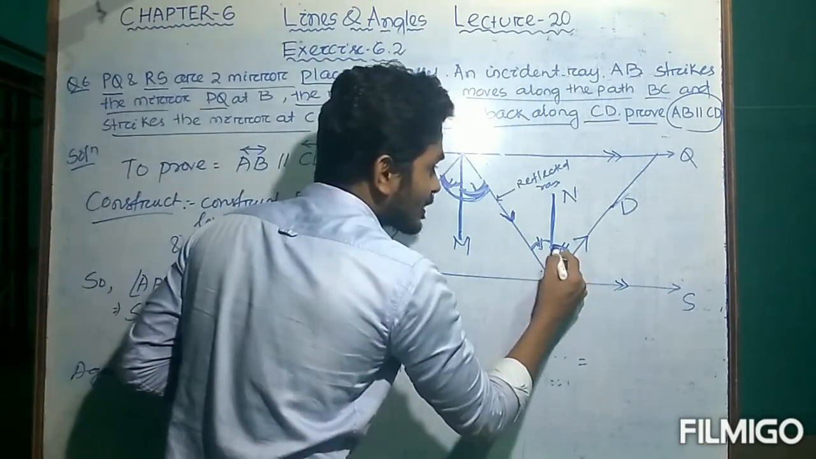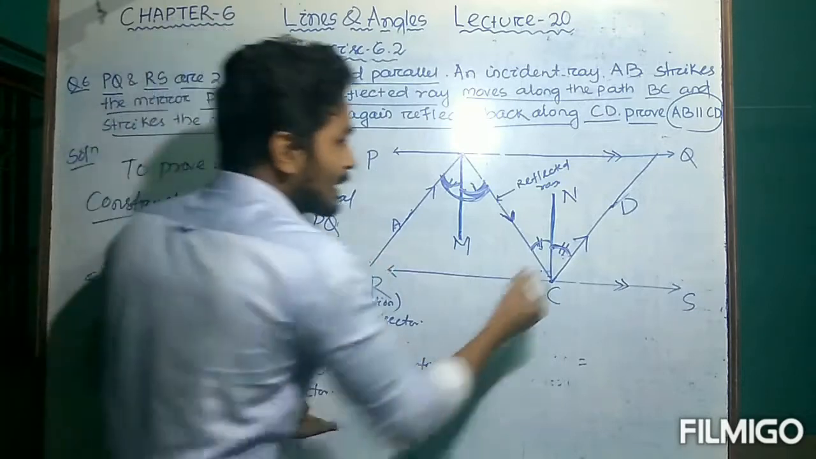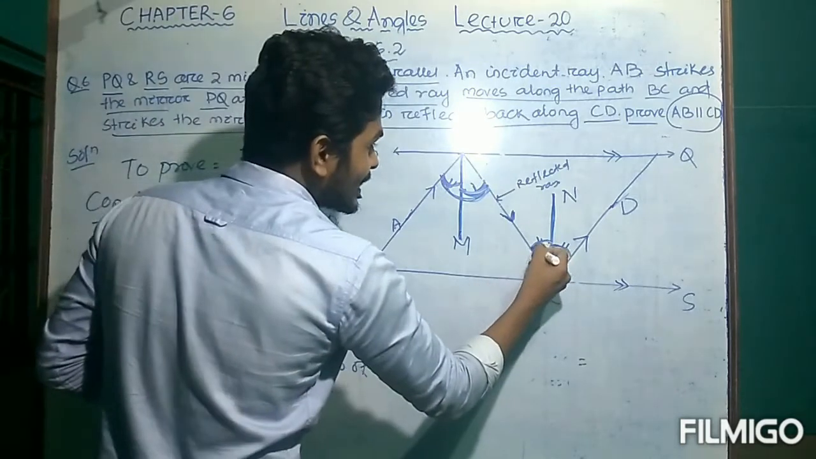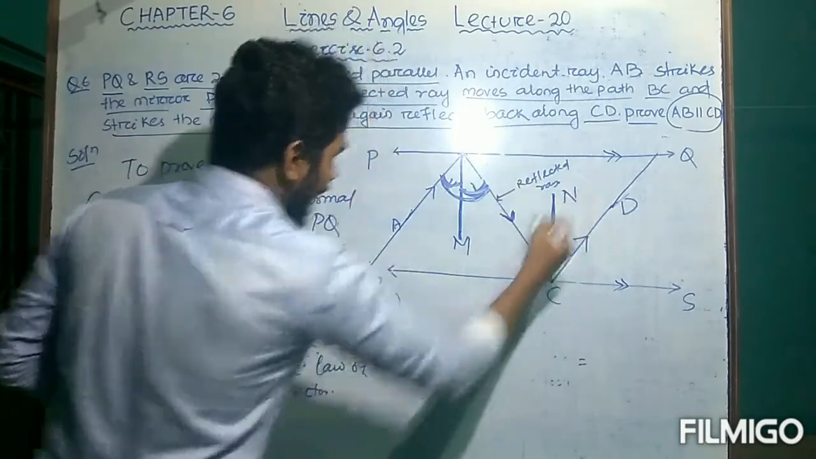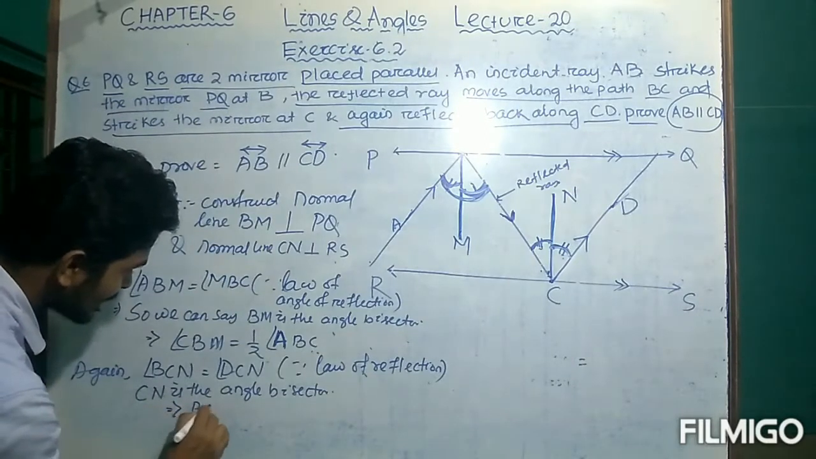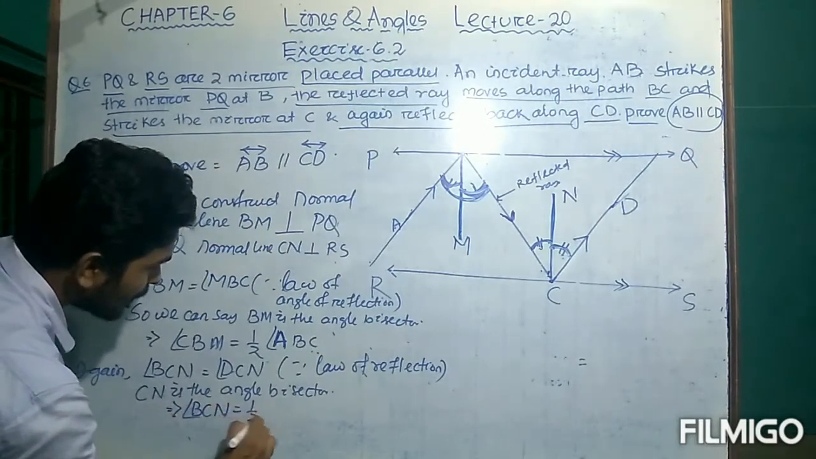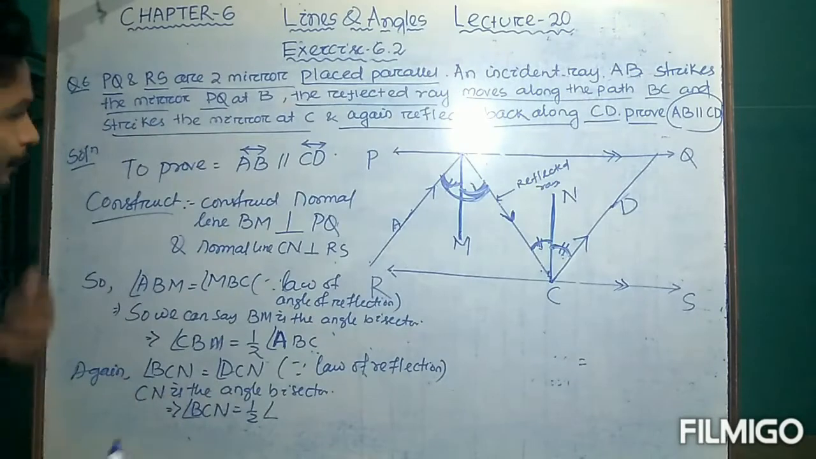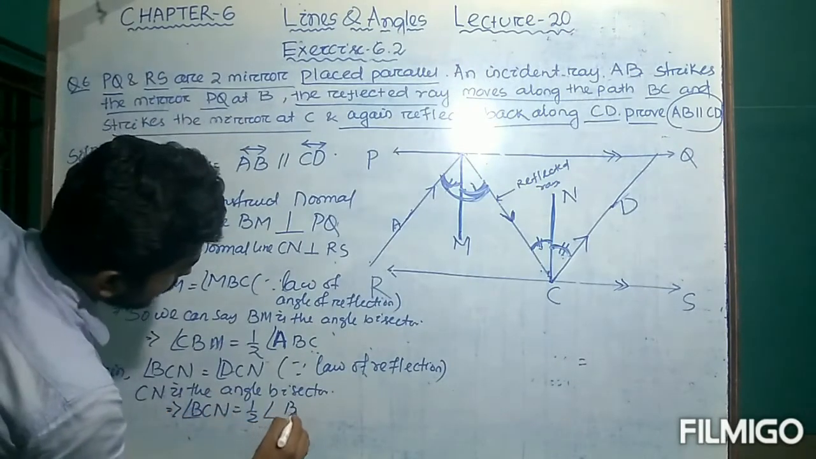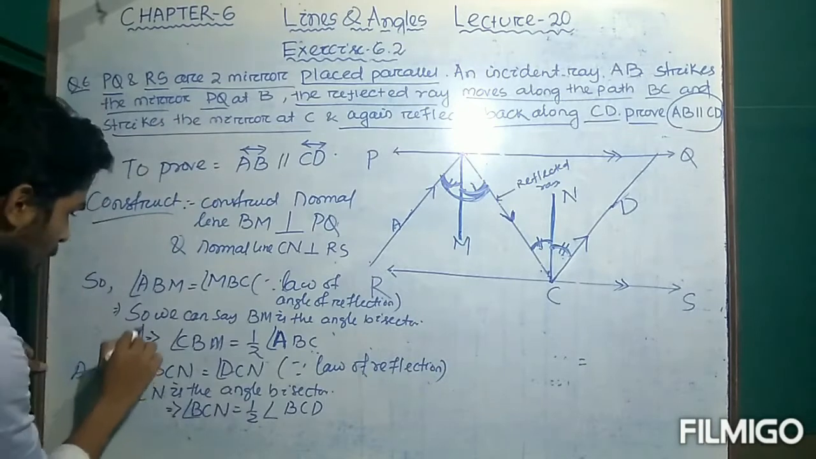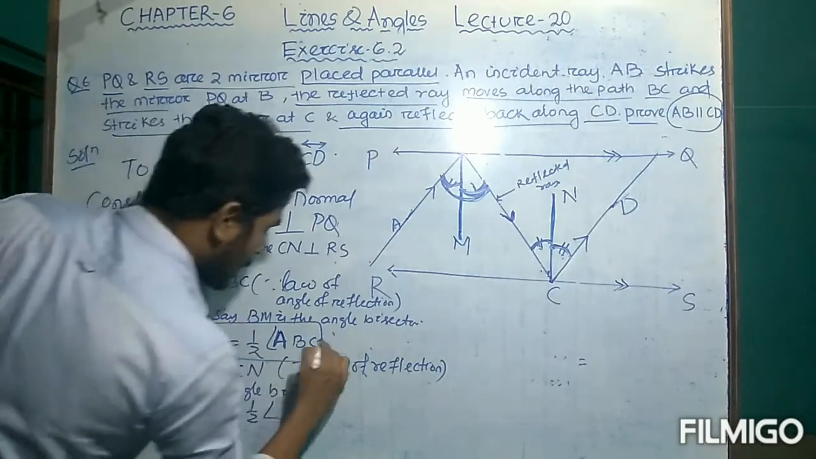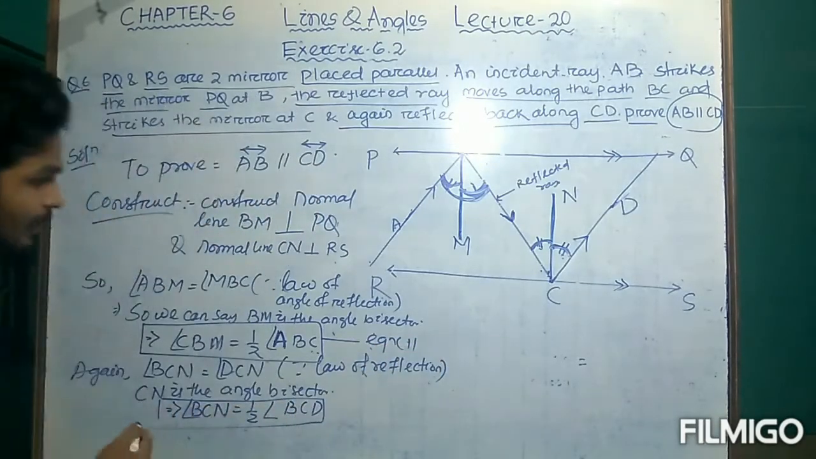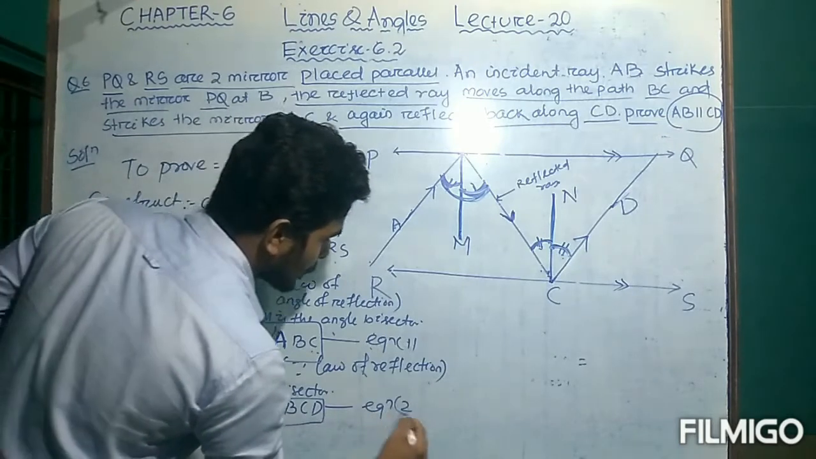So we can write this portion is half of the total angle. This portion, the angle BCN, is half of the total angle. Total angle is BCD. Okay, so this is equation number 1, and this is equation number 2.